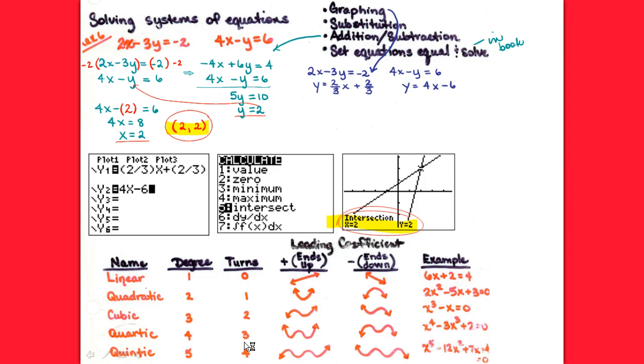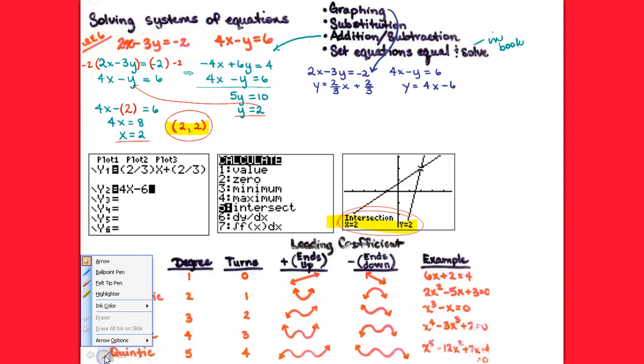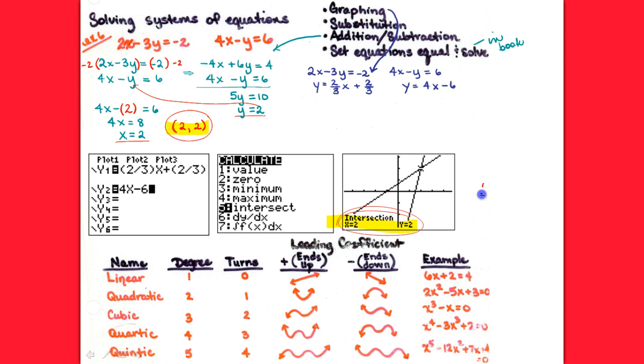So let's say that they gave me something that they wanted me to graph, like y is equal to, I don't know, 2x to the third, and it wouldn't even really matter what came after that if it was y equals 2x to the third. So 2x to the third, and it could have anything after that that it wanted to. I'm really only interested in this first piece because that 3 tells me that it's going to turn 2 times.